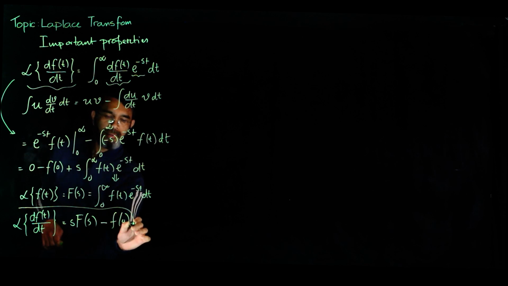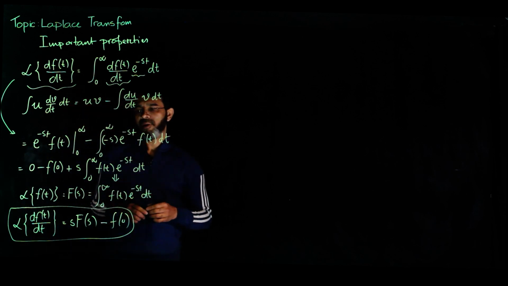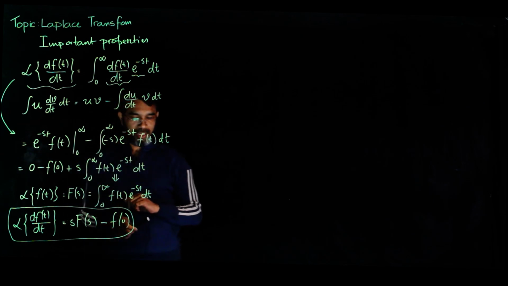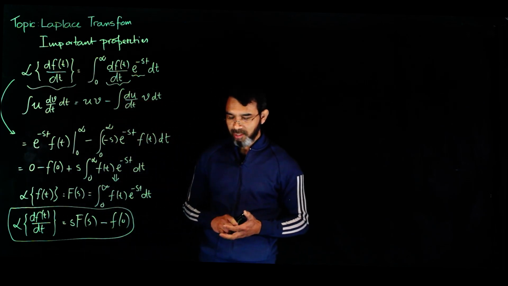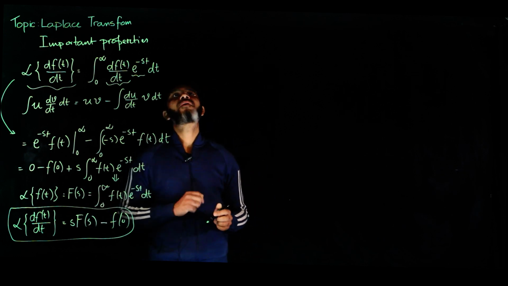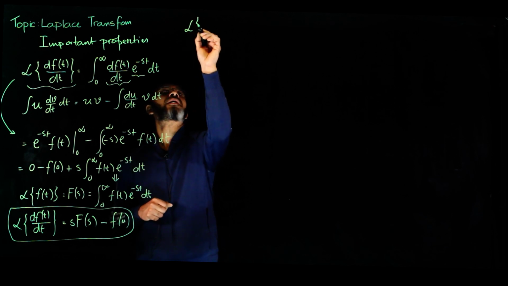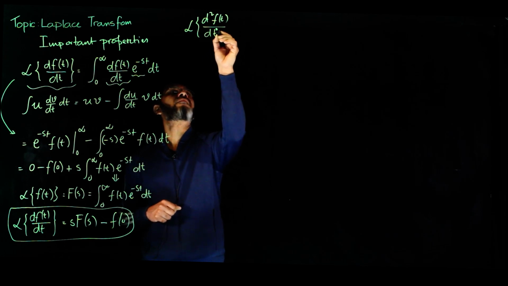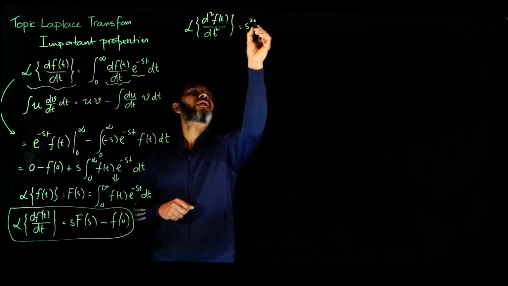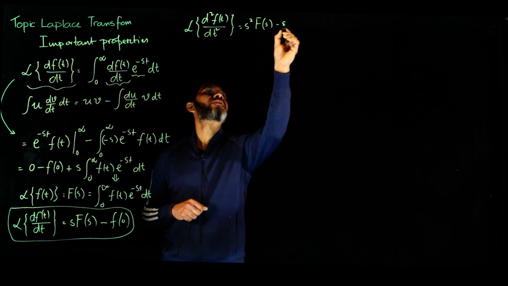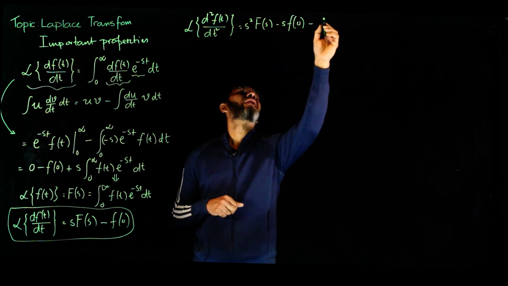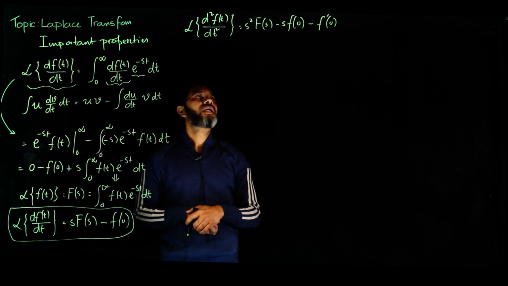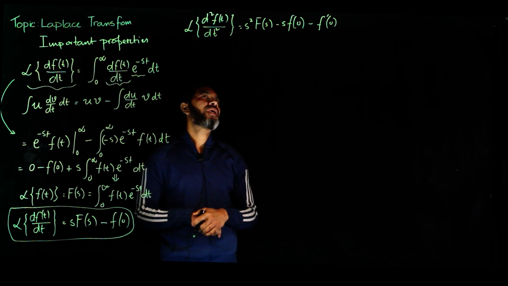So this is one important property. The Laplace transform of the derivative of a function is expressed in terms of the Laplace transformation of the function itself. This is a very important property of the Laplace transformation. Now similarly, you can derive the Laplace transformation of the second order derivative of a function. It will be s squared F(s) minus s f(0) minus f prime(0). Remember that f prime here refers to the derivative of the function at time 0.